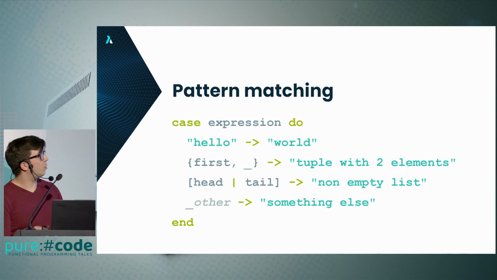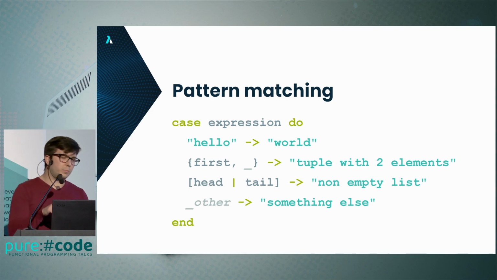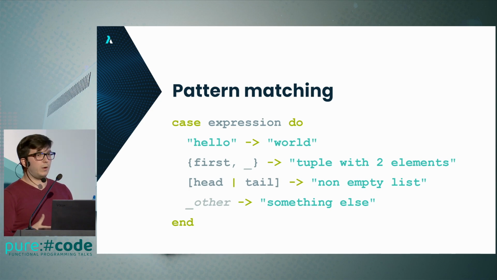Finally, we have a so-called catch-all clause, which basically matches on anything else, anything that hasn't matched already. And here we use a placeholder, but after the underscore we can put a name so that we have some name placeholder, so we know what else we have there.